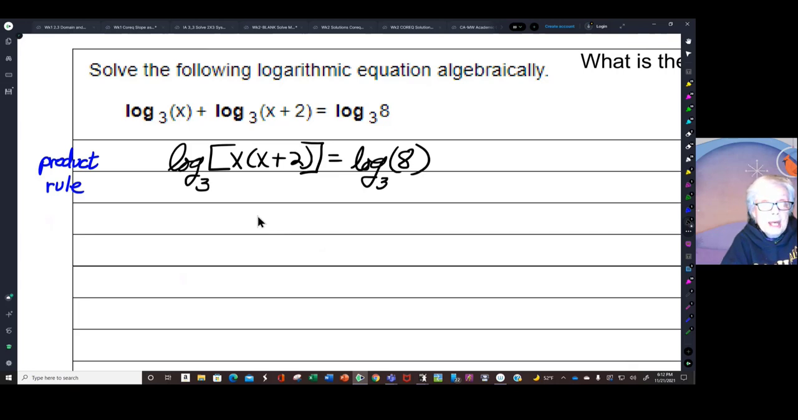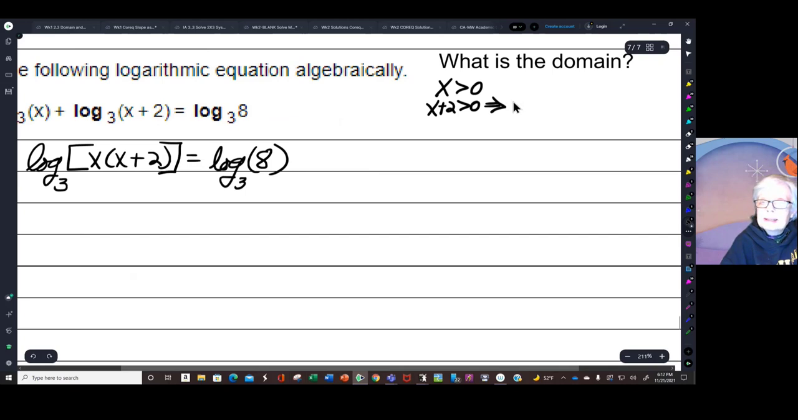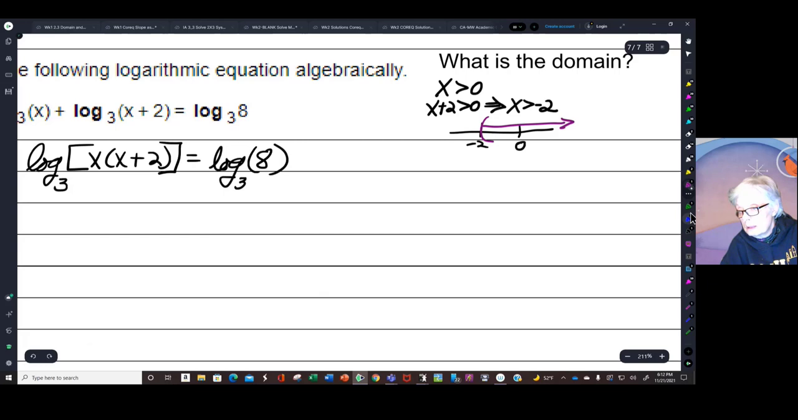Oops, almost skipped the domain. x greater than 0. x plus 2 greater than 0, which means x is greater than negative 2. So, little number line, negative 2, 0. x has to be greater than negative 2. x has to be greater than 0. The only place the arrows agree is to the right of 0. So x has got to be greater than 0. And this is our domain.